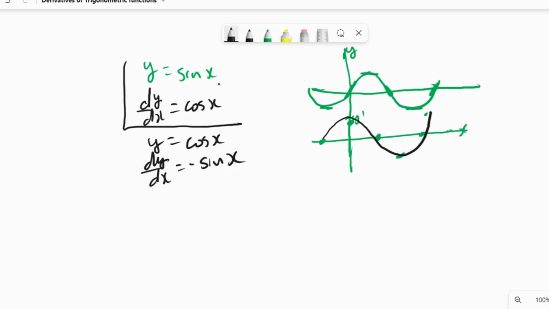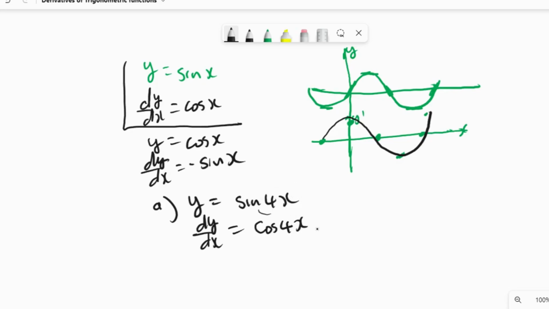Okay, so let's see. Find derivatives. Y equals sine of 4x. The derivative of that will be, derivative of sine is cosine 4x, I don't change the angle, times the derivative of inside, which is the derivative of 4x, which is times 4, which is 4 cos 4x.